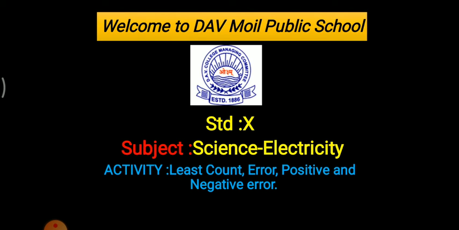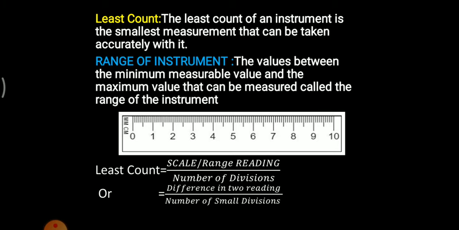We will discuss something, and at the end there are certain questions which you have to understand and solve. Now, what do you mean by least count? The word itself tells you. Least count is the smallest reading of an instrument. Whatever least quantity we can measure with an instrument, that is the least count. So the least count of an instrument is the smallest measurement that we can take accurately with it.